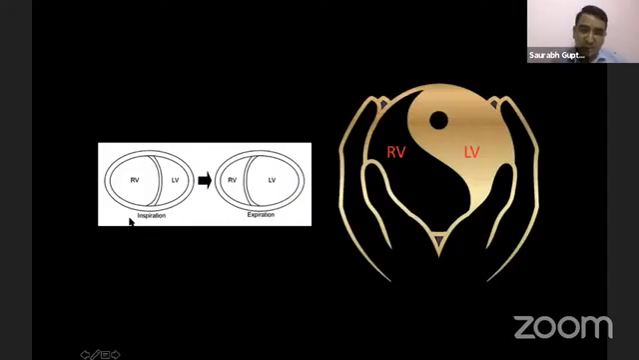So this is what I was telling. During inspiration, RV is filled more, the septum bulges towards left, and the reverse happens during expiration. And in a way, the pericardium surrounds the right ventricle and left ventricle, and it facilitates this interaction between the two ventricles to augment the contractility of both of these ventricles.